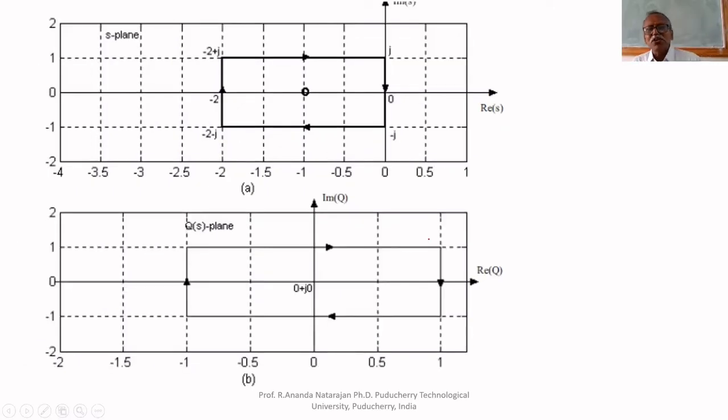Suppose I am having a zero inside. So far, poles we have seen. You are doing the contour in the clockwise direction, so the mapping will also be in the clockwise direction. The origin will be encircled in the clockwise direction. For a pole, it encircles in the anti-clockwise direction. For a zero, it encircles in the clockwise direction.